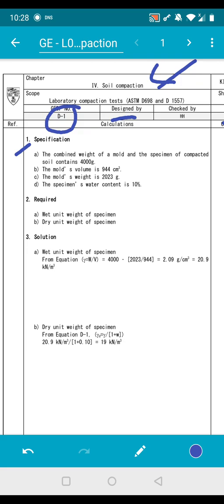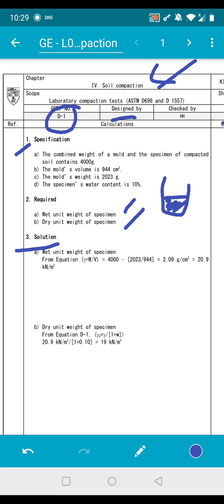Number 1, specification. The combined weight of a mold and the specimen of compacted soil is 4000 g. The mold's volume is 944 centimeter cube. The mold's weight is 2023 gram. The specimen's water content is 10%. And what is required? A, wet unit weight of the specimen, and B, dry unit weight of specimen. And let's look at the solution.